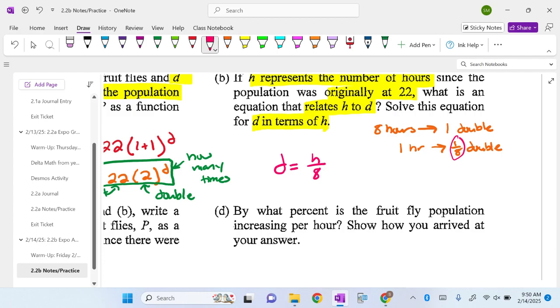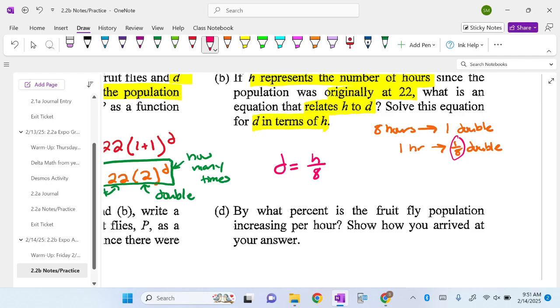So for example, if 32 hours passed, how many times did I double? 4. Now, if 30 hours pass, how many times did I do a full double and some change? So about 3, and then there's some change. So that's why we got to divide by 8, because we know that they're not going to be always nice hours.